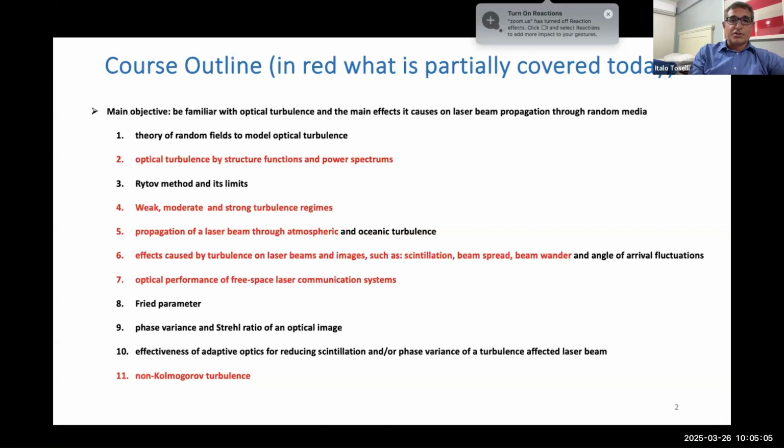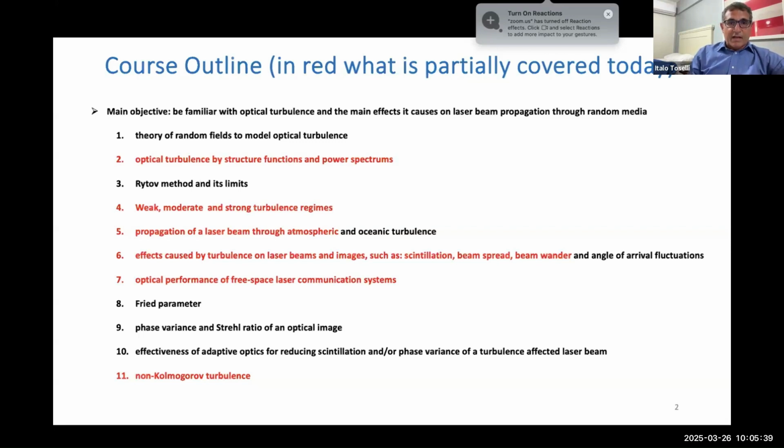We separate these regimes as weak, moderate, and strong. I'm going to show you a little bit what I mean by laser beam propagation through atmospheric turbulence. Not oceanic today, but oceanic turbulence is also something that you can model using this kind of approach. All these things, if you're interested, you can see the details in my course. You can learn from there.